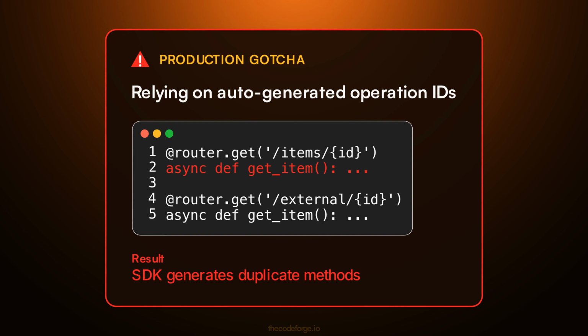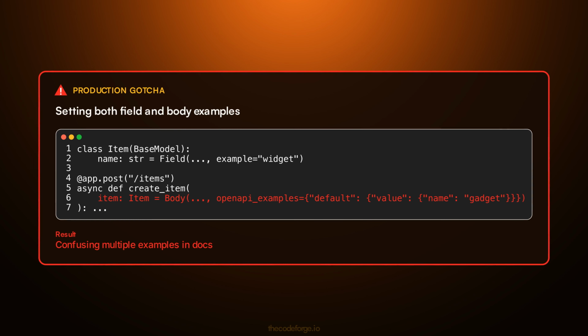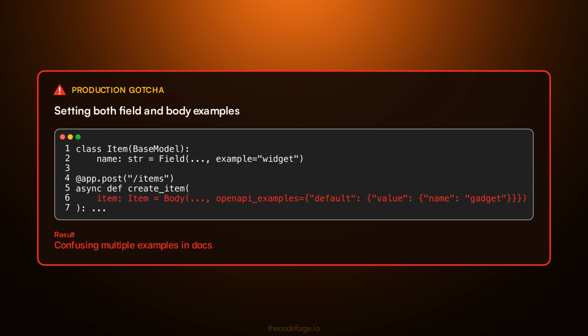If two endpoints have the same function name, FastAPI generates duplicate operation IDs. Always set explicit operation_id to avoid this. When you set both field-level examples and parameter-level OpenAPI examples, both appear in the schema. This can confuse client developers who see two different examples.